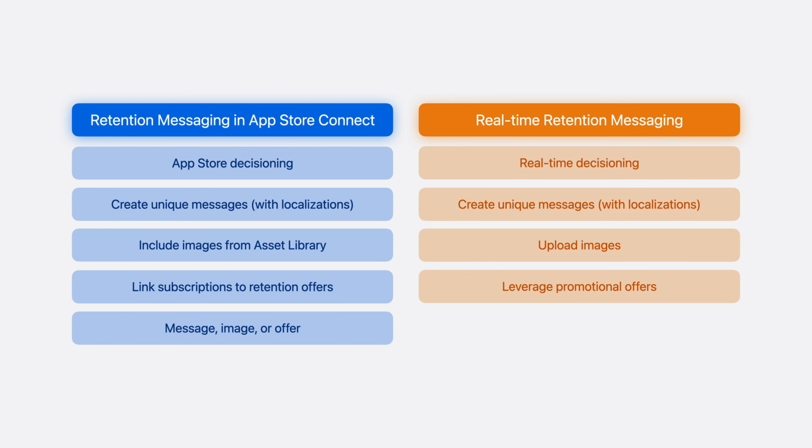App Store Connect retention messaging supports 3 views: message, image, or offer. Real-time retention messaging supports those same 3 views and also supports a switch plan view.